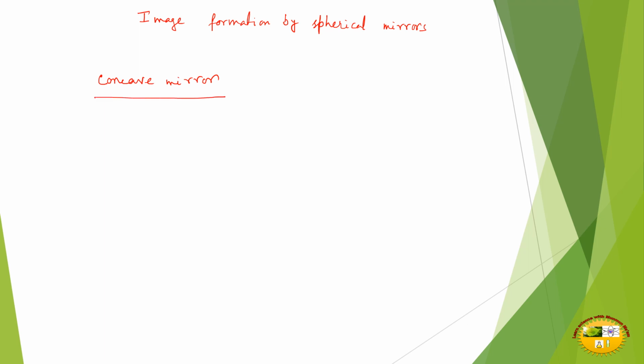First we will take the example of a concave mirror. In case of a concave mirror, whenever the object is very close to the mirror, at that time we get an erect, magnified and virtual image. That is why dentists use a concave mirror to see a tooth. Even shaving mirrors and makeup mirrors use a concave mirror so that we can get a magnified and virtual image.